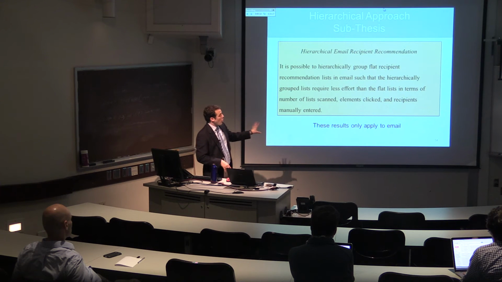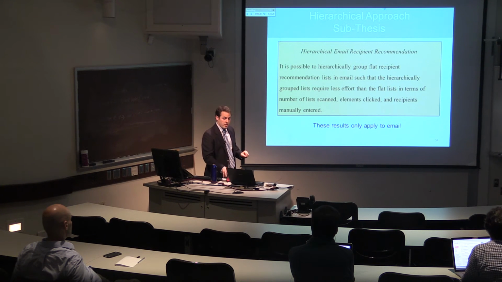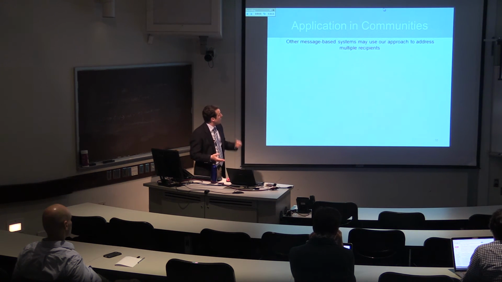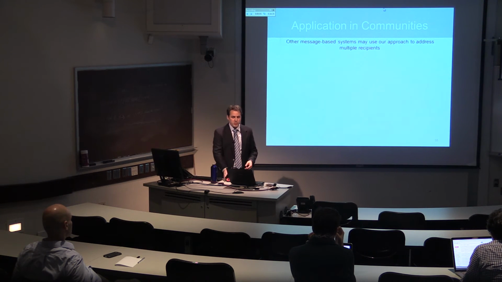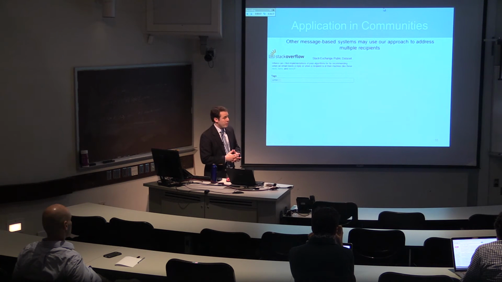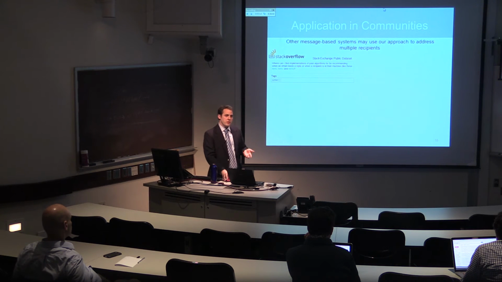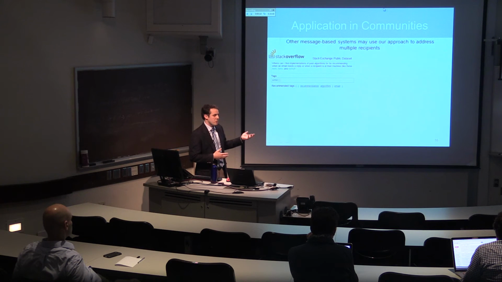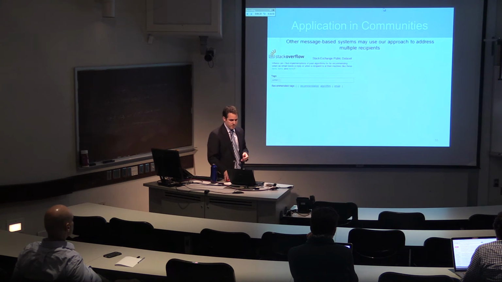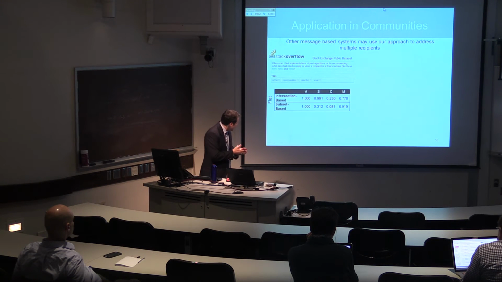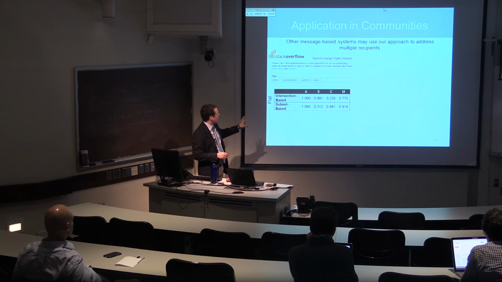However, these results only apply to email. And there are some other applications in communities or other message-based systems that may use our approach to address multiple recipients. For example, in Stack Overflow, users have to assign tags to be associated with certain questions. And it may be helpful to treat these tags as recipients and use recipient prediction to suggest additional tags users may find helpful, which the users can then select and then add to their question. So we first tested this using a flat-based approach.